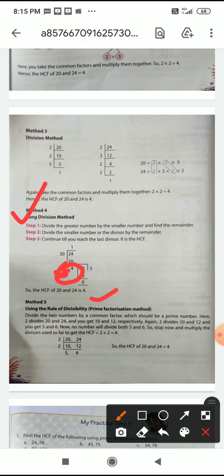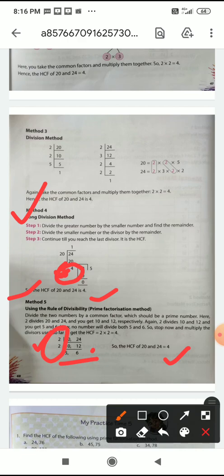Then method 5, using the rule of divisibility, the prime factorization method. Here we write 20 and 24, then we divide both at a time. First we divide by 2, then we get 10 and 12. Again we divide by 2, we get 5 and 6. But we multiply only the numbers on this side, that are double 2. If we multiply, we get 4. So 4 is the HCF of 20 and 24.